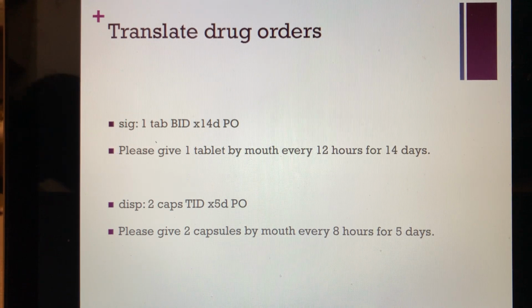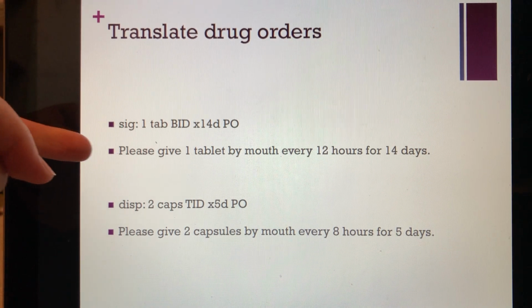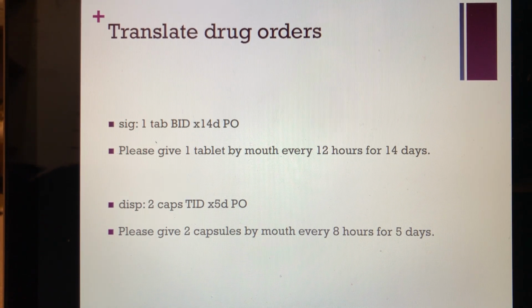So our translation then, you can see here I translated it into a sentence that makes sense for clients. I like to be polite. I like to include the please. You don't have to though. You could just say give one tablet by mouth every 12 hours for 14 days. If you want to throw a bit of manners in there, please give one tablet by mouth every 12 hours for 14 days.